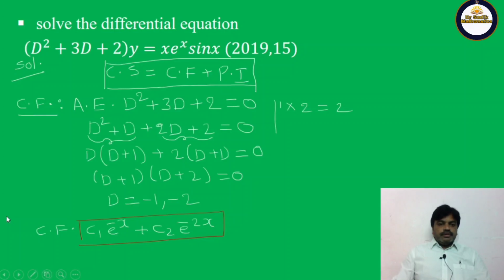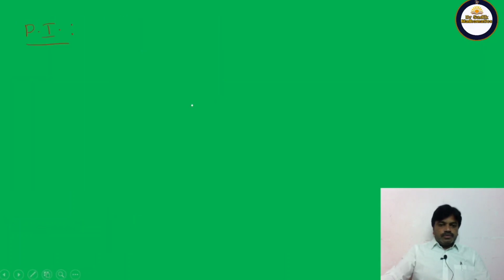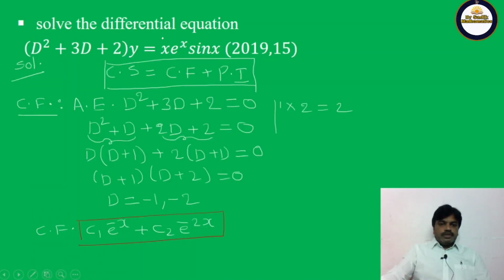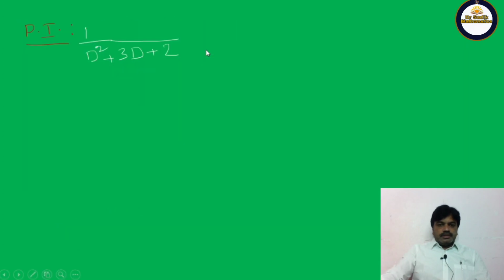Particular integral. Now what is the expression here? D square plus 3D plus 2. So you write here 1 by (D square plus 3D plus 2) of the function, what is the function? X e power x sin x.